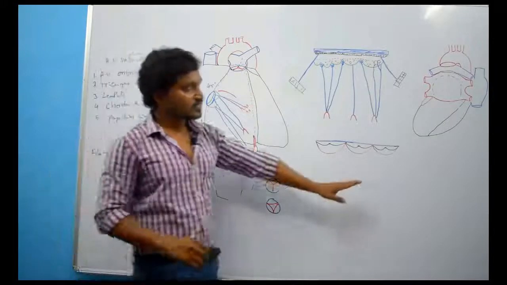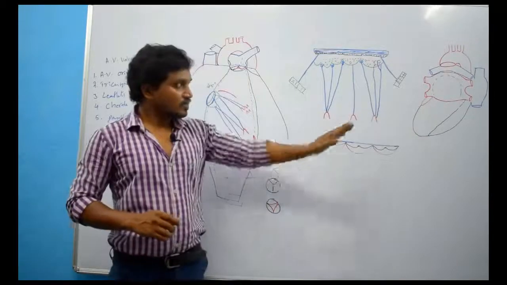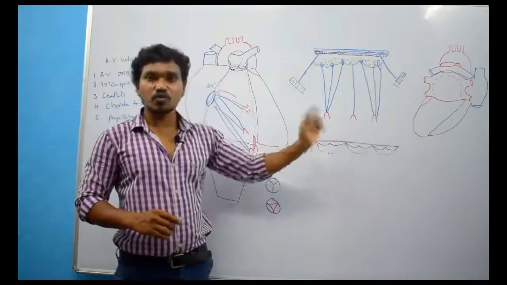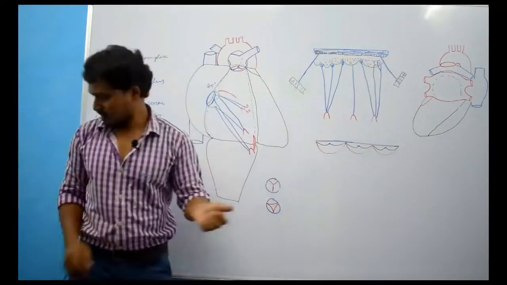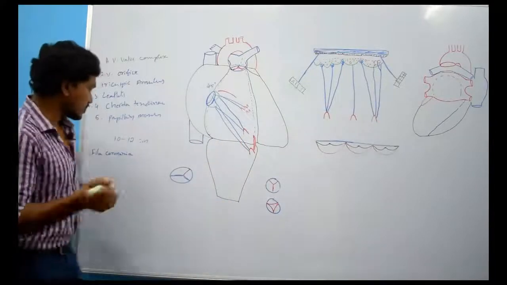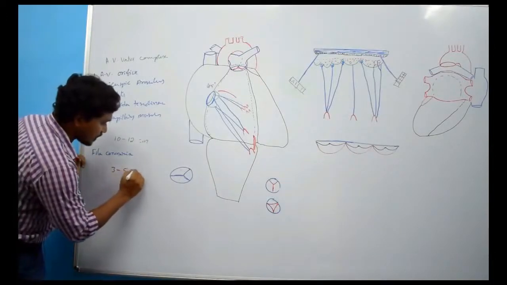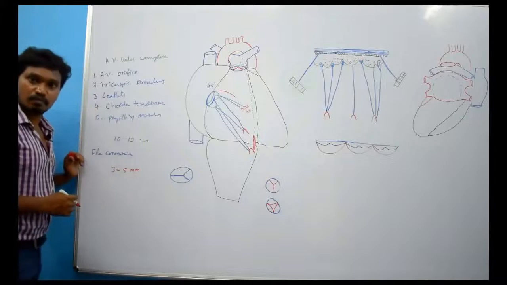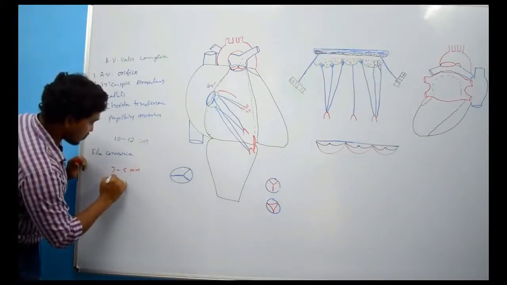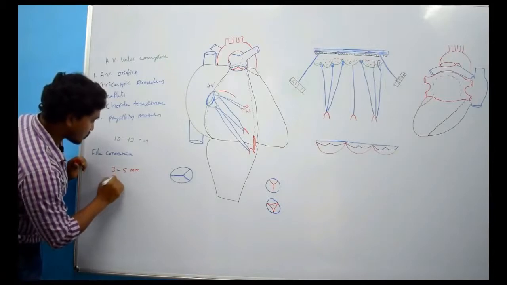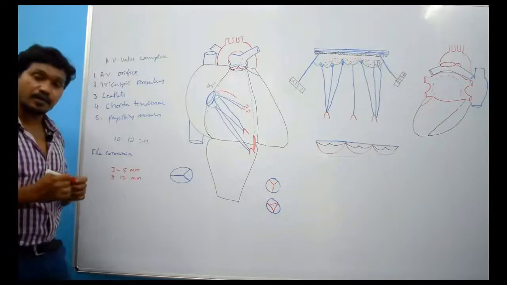Now we will discuss the left ventricle. The left ventricular thickness is more than the right ventricular thickness. Why? If you observe the right ventricular thickness, it is around 3 to 5 millimeters. But if you see the left ventricular thickness, it is around 8 to 12 millimeters. Why?